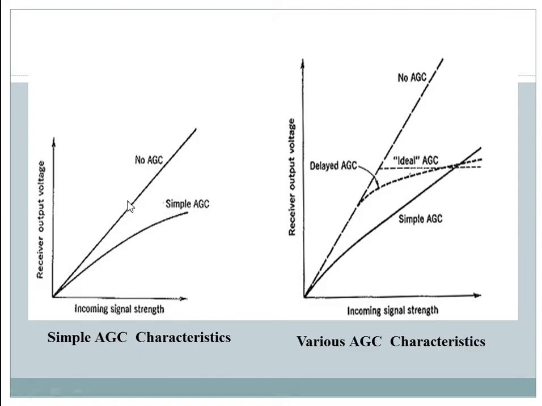This is the graphical representation. If you look here, you can observe this is no AGC, and this one is simple AGC. Coming to delayed AGC, or ideal AGC, this is the graph for ideal AGC. This is for delayed AGC.